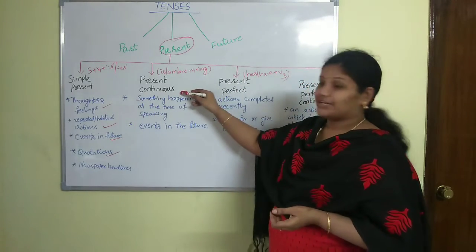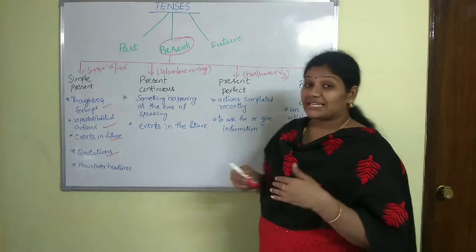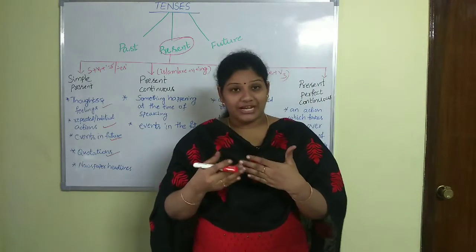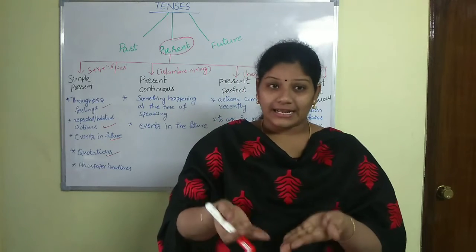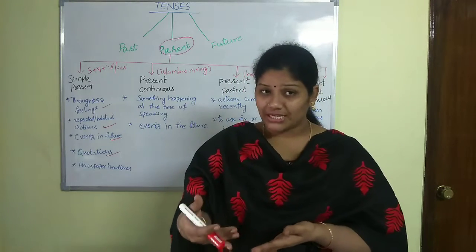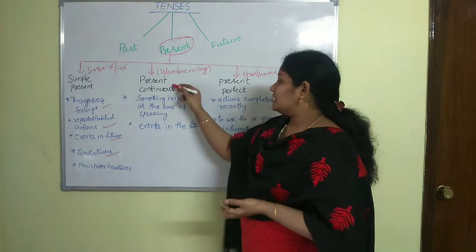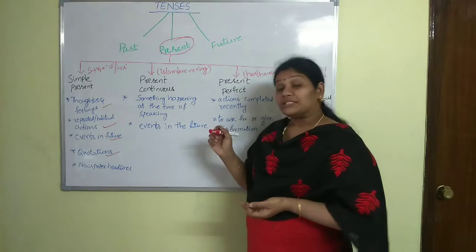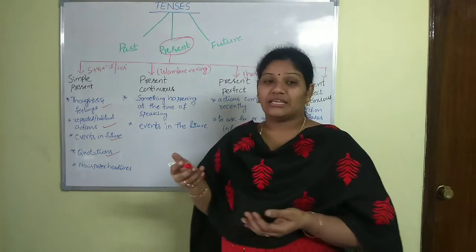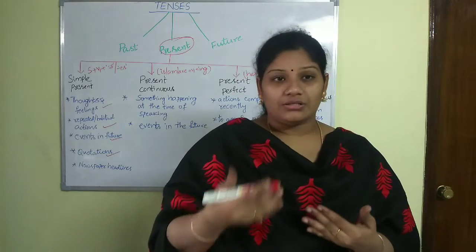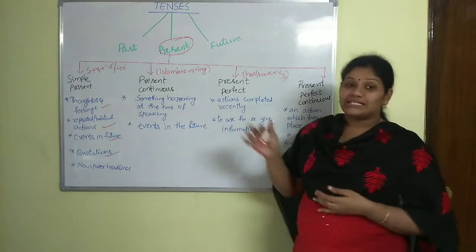Then present continuous tense. Present continuous tense in the sense, suppose when I am speaking, at that time, if the action is ongoing, then I have to use present continuous tense. And sometimes we use it for events in the future also. How?